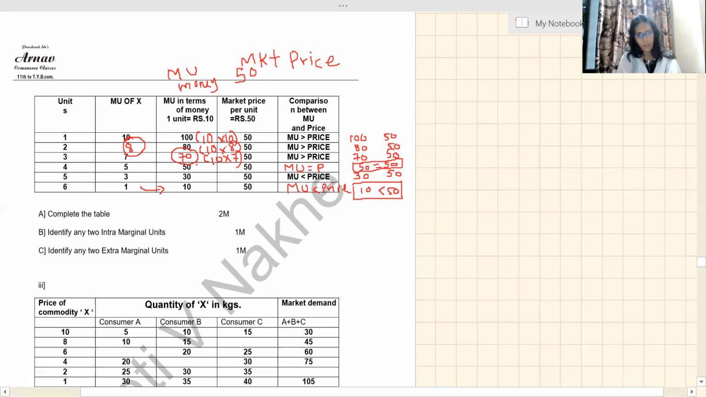In this concept they have told us that it is not possible to compare MU, marginal utility, and market price. Therefore we assume MU in terms of money.